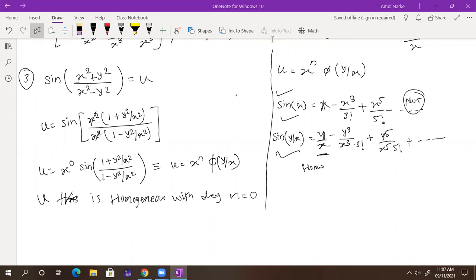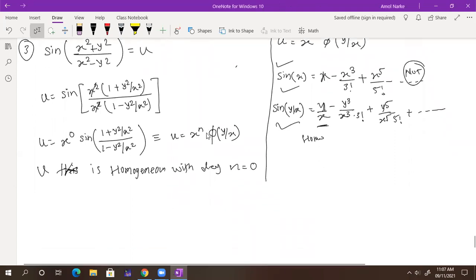I will give you one more example. You can consider it as the fourth example. Tell me whether this is homogeneous or not: x cube plus y cube divided by x minus y. This is homogeneous or not? Fourth one. What do you think?